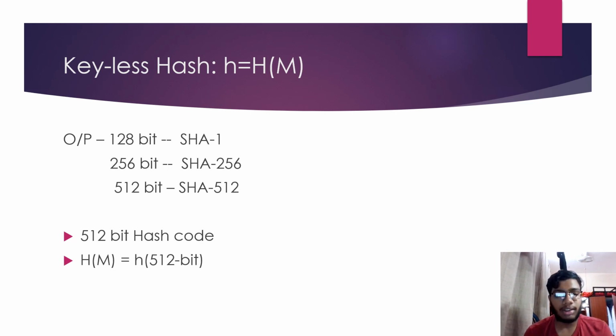We use hashing techniques to achieve the security service of integrity. And hash is a one-way function. It is computationally infeasible to get back the message from the output hash.